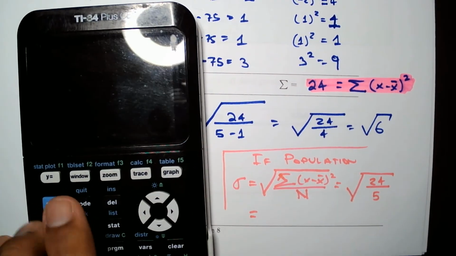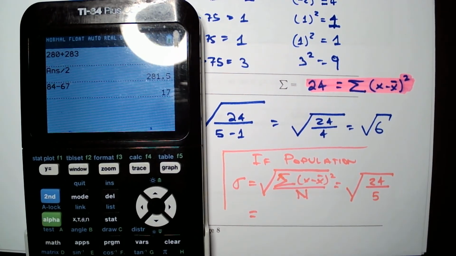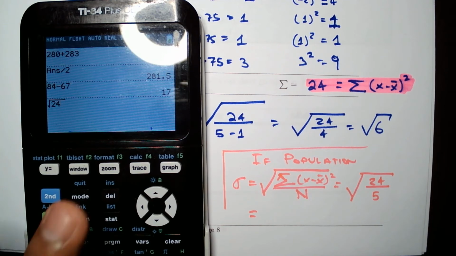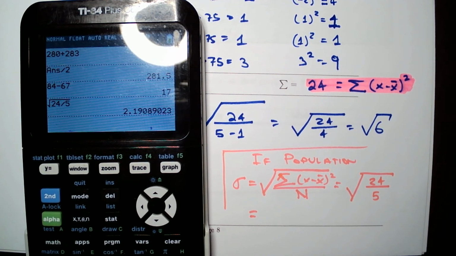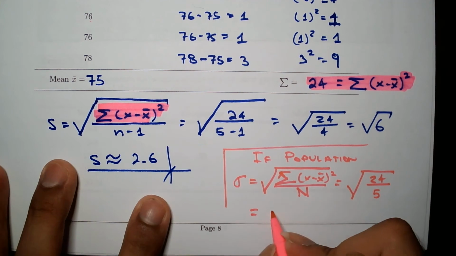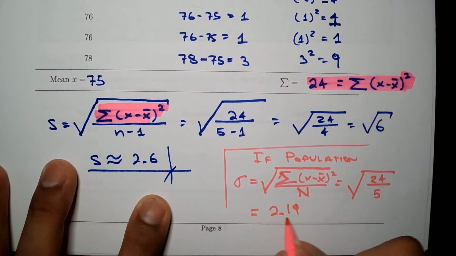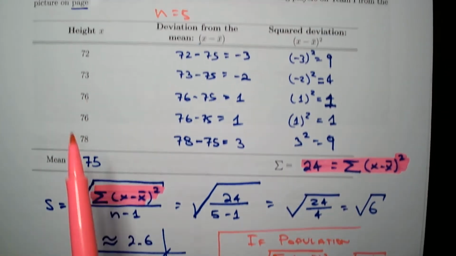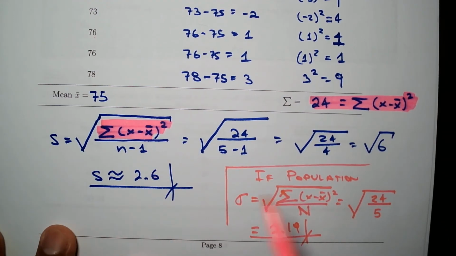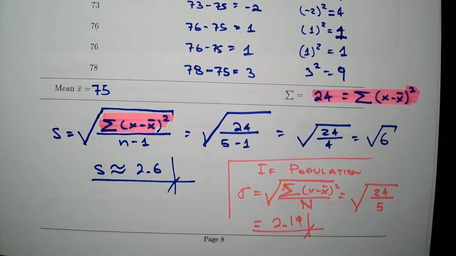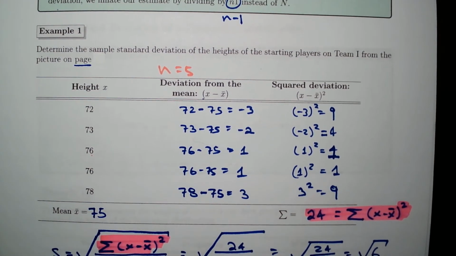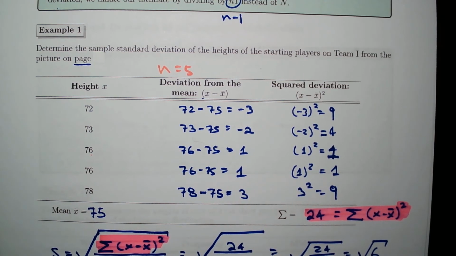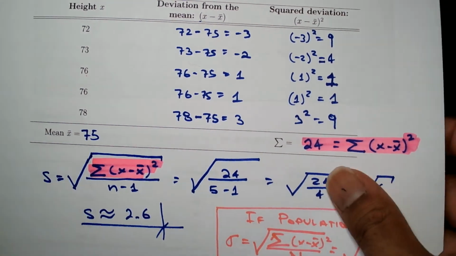So let's do the calculation here. The square root of 24 over 5, and that's 2.19. But in this case, we're looking at a sample, so we're going to go with the other one. For the population, I'm showing you what to do in either case. However, the good news is that you won't have to do this long process to find the standard deviation again. I'm going to show you how to do that in another video. Let's move on to the next page and see what's in there.